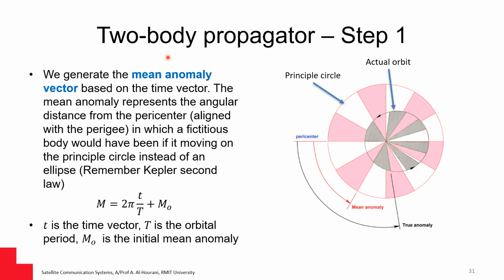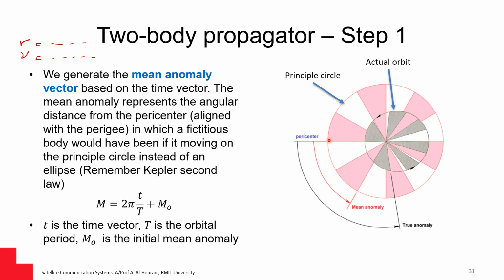There are a couple of steps needed before we can generate our r vector and nu vector. Remember, these vectors are needed such that we can generate an ellipse. First, let's remember the concept of the principal circle. We introduced that a couple of slides ago. So what is a principal circle?